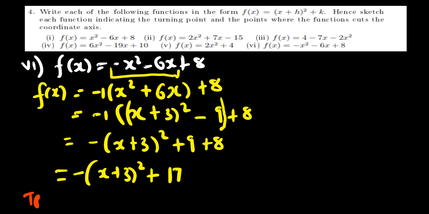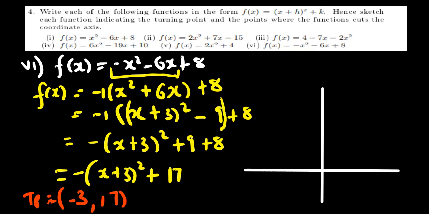So therefore what will be our turning point? Our turning point in this case will be negative 3, comma 17. So now let's graph this one. How do we graph it? Allow me to graph from here. Let me say this is our graph.